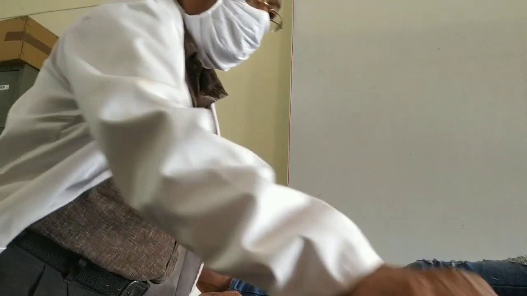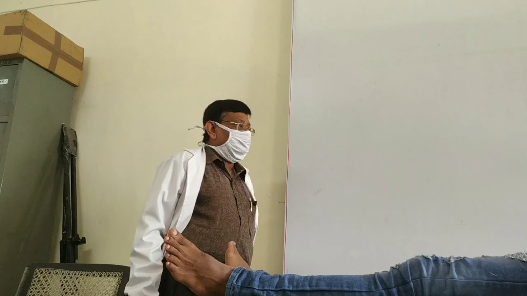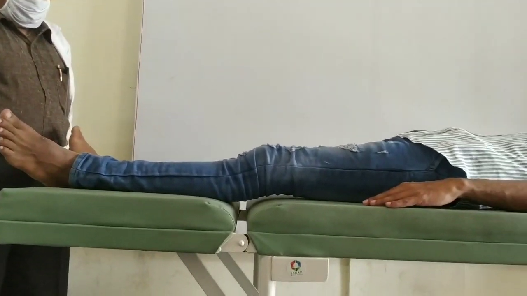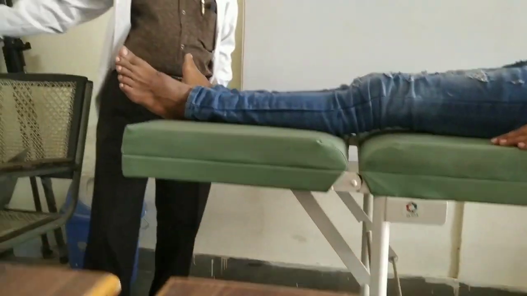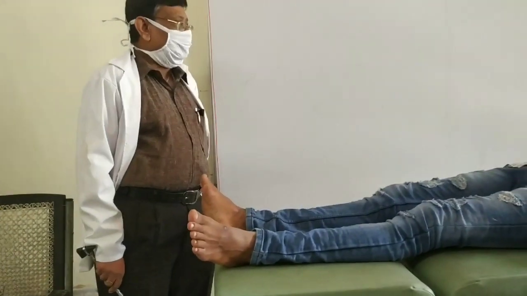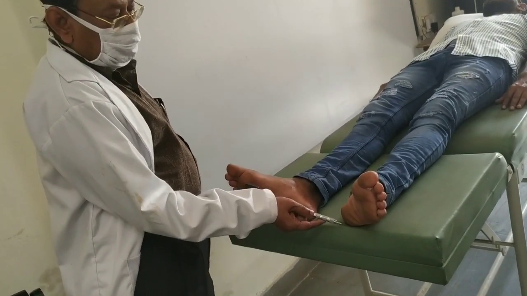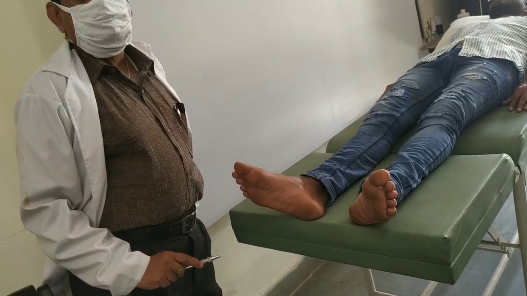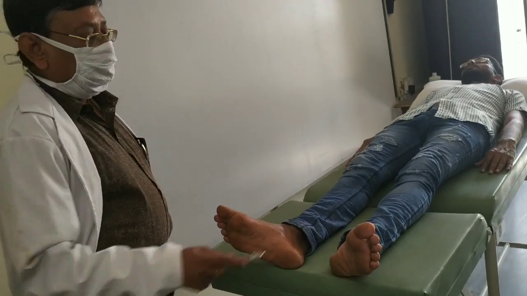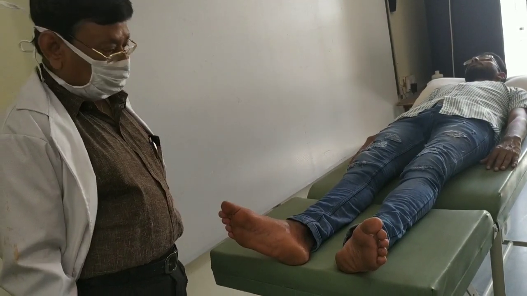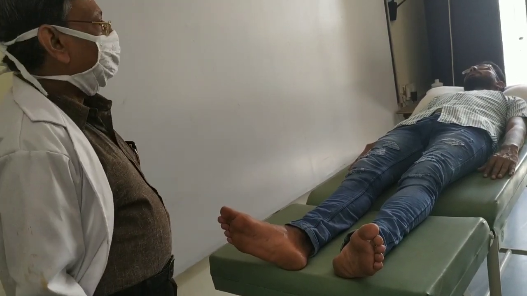Okay, so how to do it? Ask the subject to close the eyes. Keep your eyes closed and do not pay attention to what we are doing, and do not try to look. Now what you have to do is like this. Have you seen? There is a slight movement in the big toe towards the dorsiflexion.